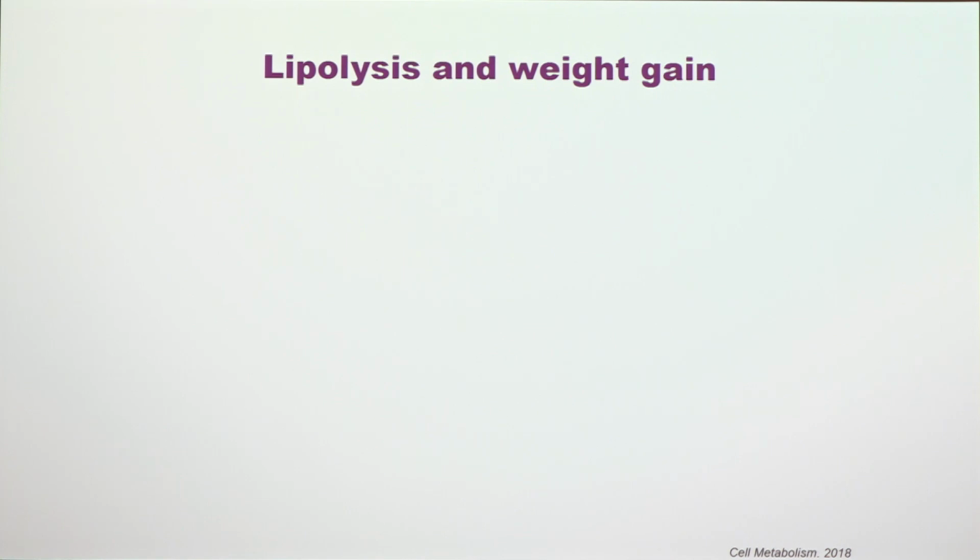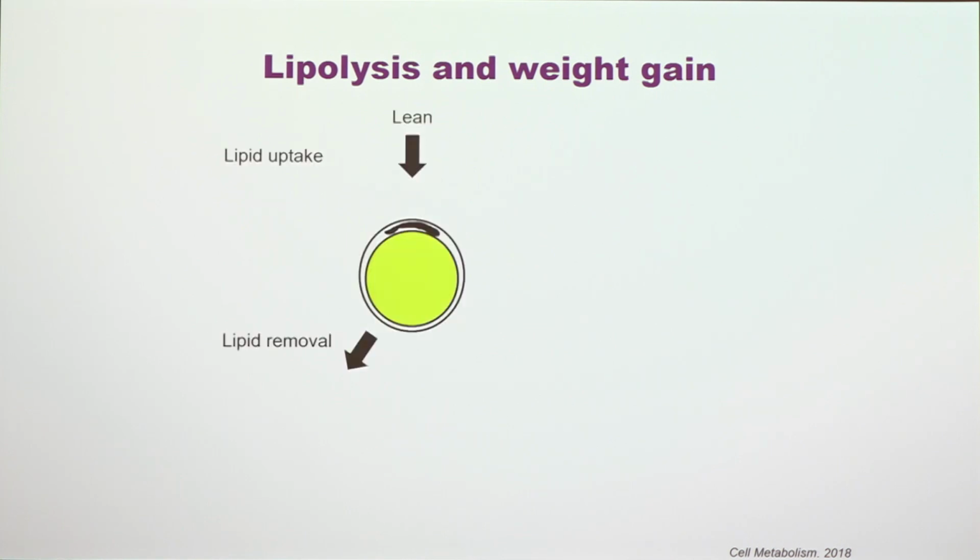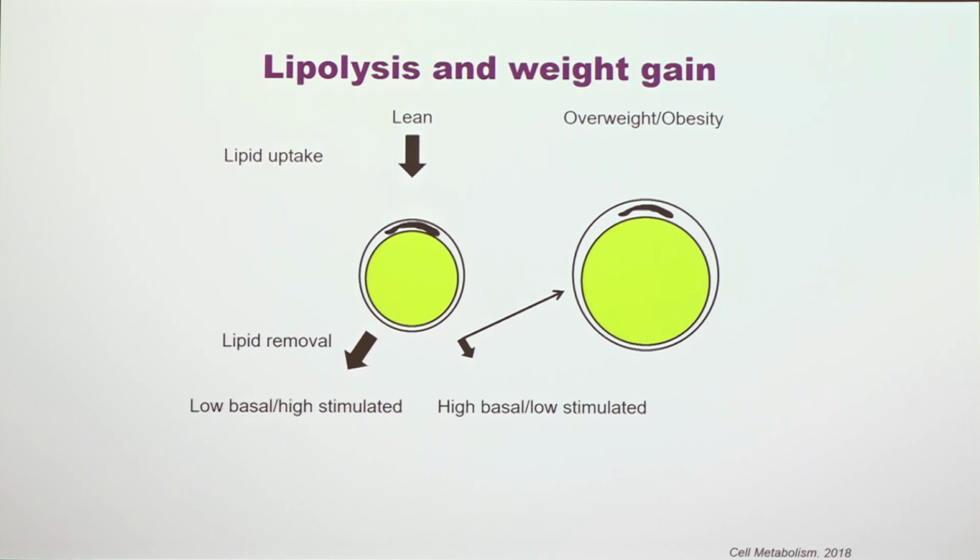But basically, what we showed in this paper was that in the lean state, there is a balance between lipid uptake and lipid removal. And you have a good way of activating your fat. If you have a low lipid removal at baseline, this leads to an increased risk to develop overweight and obesity, and thereby type 2 diabetes. And the best way of comparing this would be with an engine.